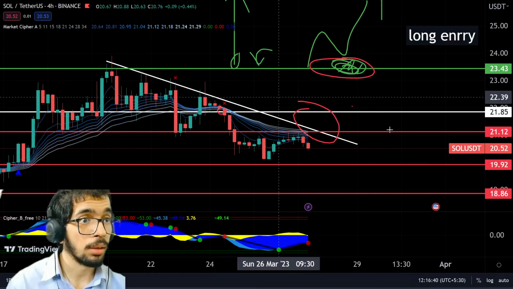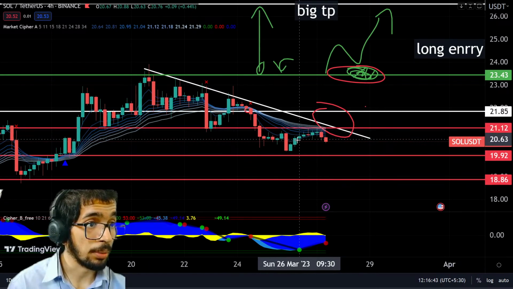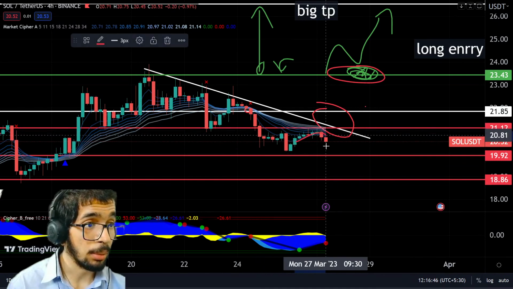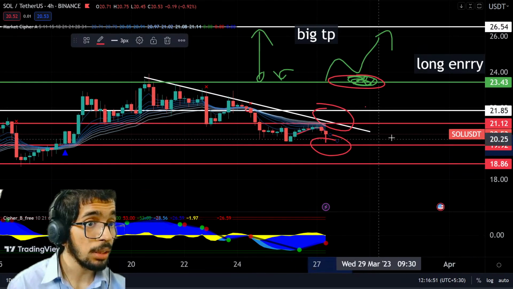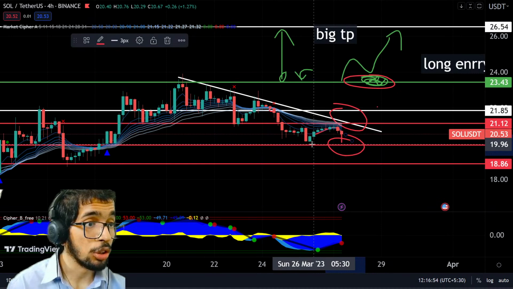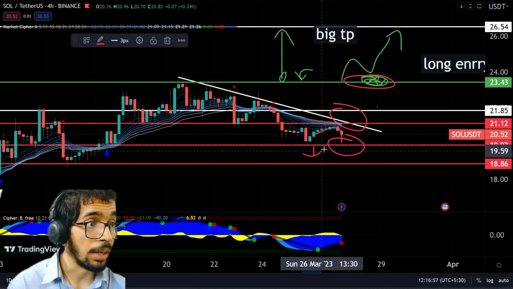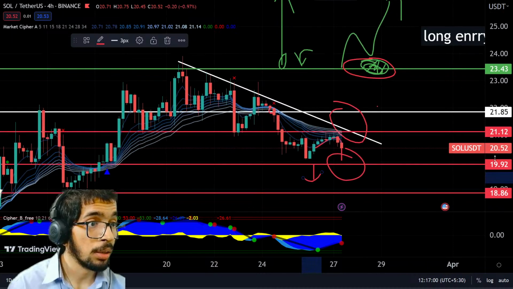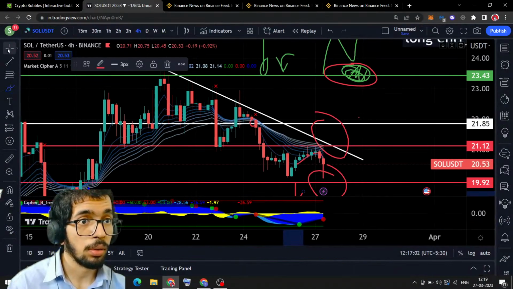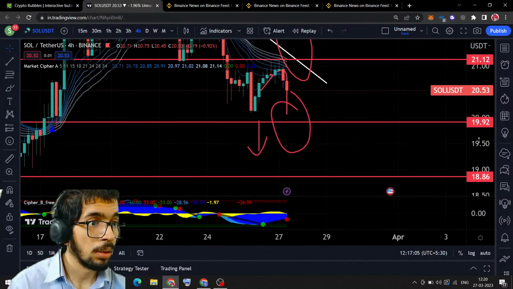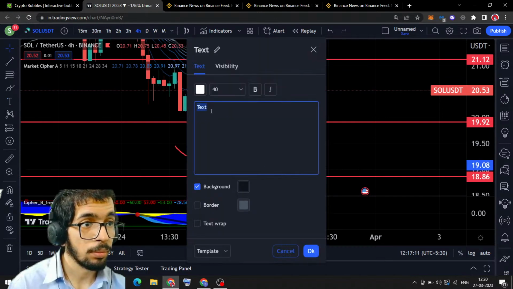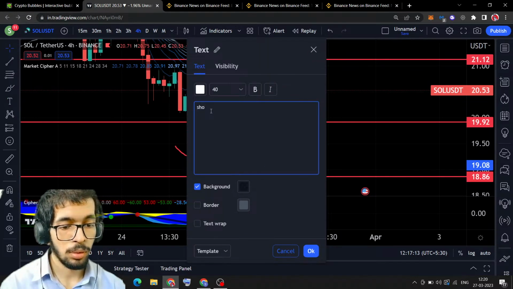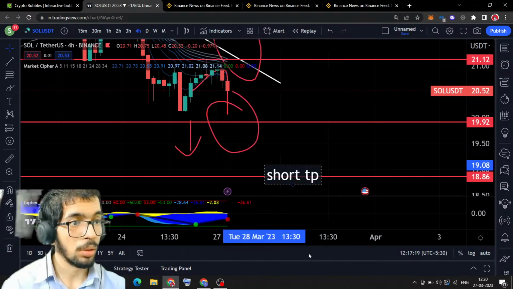Now, if you want to see a bearish part, it's this one. It comes here, it breaks this key support of around $19. Then it's more probably going for a short TP. You can take from 19 to 18, from here to here. You can take your TP. The short TP will be here.